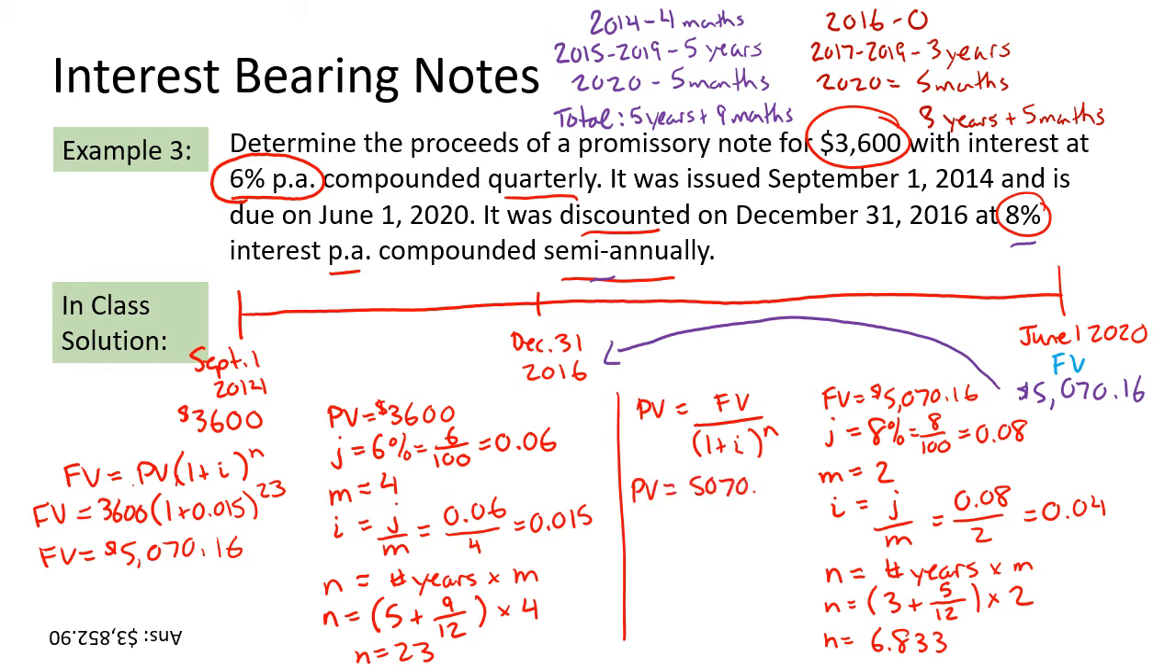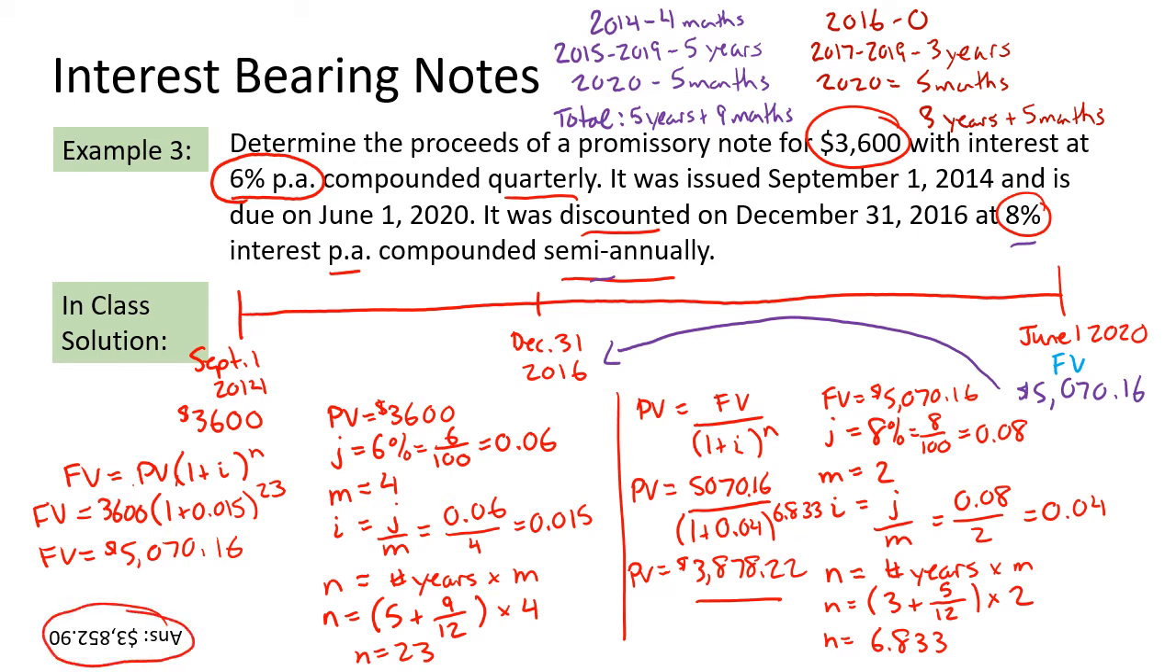Now if you substitute all of these values in, your present value is equal to your future value, $5,070.16, divided by 1 plus your periodic interest rate, in this case 0.04, and that's all raised to the exponent 6.833. If you plug those numbers in, I'm doing it at the same time as you, you end up with an answer of $3,878.22. Notice it's a little different than my answer that I have sitting here.